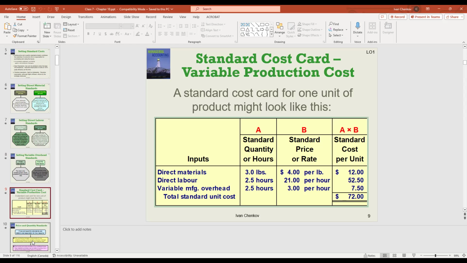For the overhead, hours that we need, we're applying the variable overhead rate that we applied per hour, and we're going to get the variable overhead cost for 1 unit. In this reality, our standard unit cost is $72.